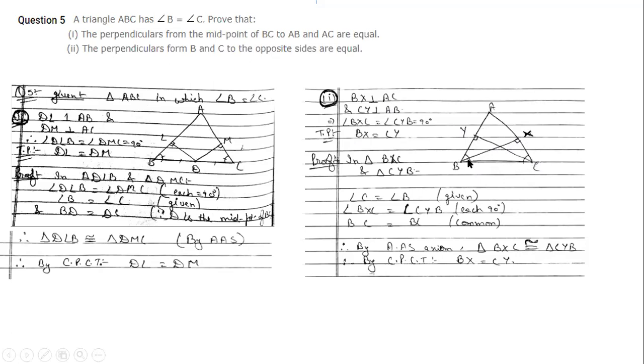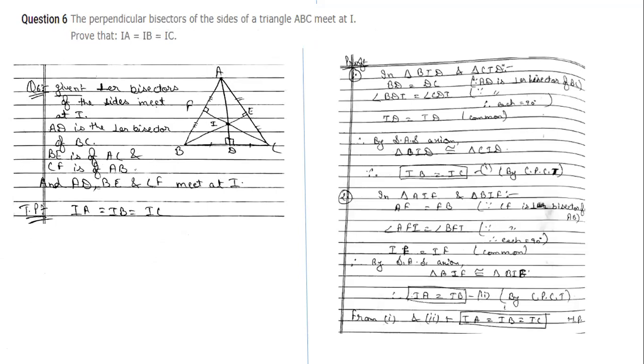Angle C is equal to angle B. It is given. Angle BXC is equal to CYB, 90 degree. One more thing, BC side is common to these two triangles. So again, by using AAS axiom, angle, angle, side, we can say that these two triangles are congruent. And if these two are congruent, therefore BX is equal to CY. That means to solve these questions, you should memorize the 5 conditions for congruency.